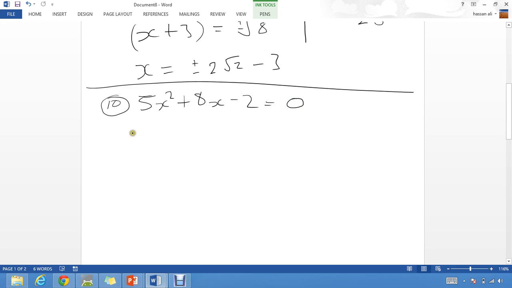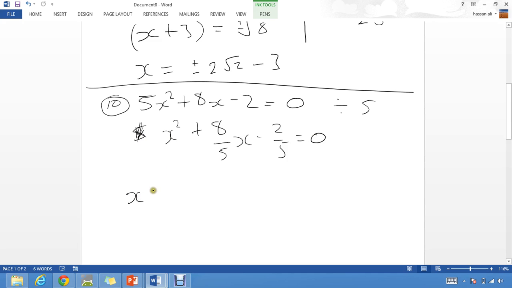So same thing again. There's two things you can do here. One, take the 5, divide everything by 5. Now what you have is x squared plus 8 over 5 x minus 2 over 5 equals 0. So that allows us now to get rid of the 5. We have something similar to what we did before, but the only issue is here we have fractions. But that shouldn't really matter, so just carry on as normal.